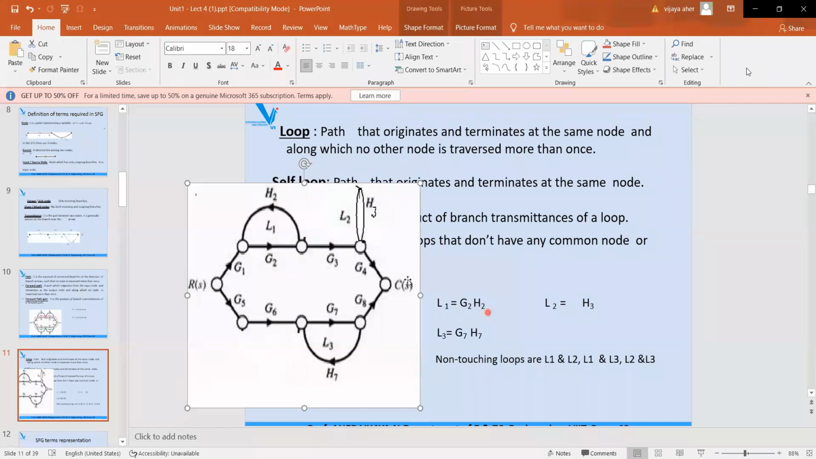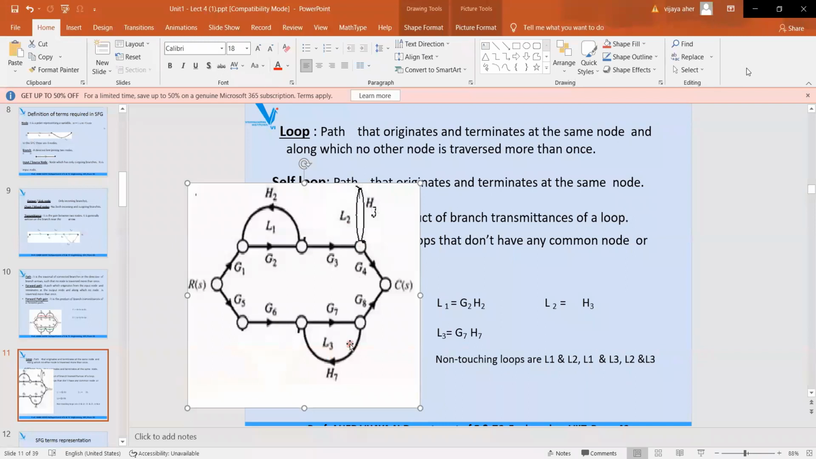Now this is the second loop. Look, it starts here and terminates here, right? There is no branch in between. So you can write the equation for loop L2 as H3 only. So L2 is equal to H3. There is no branch, no transmittance in between, so the equation for L2 is H3 only.